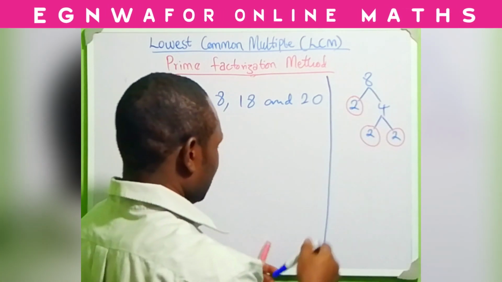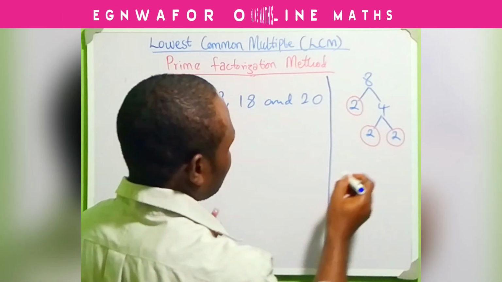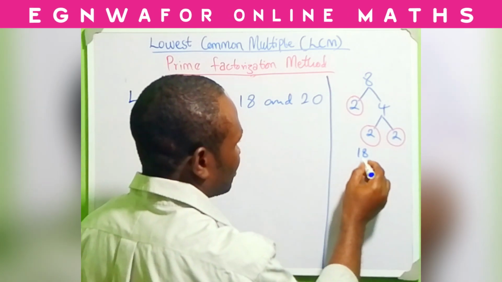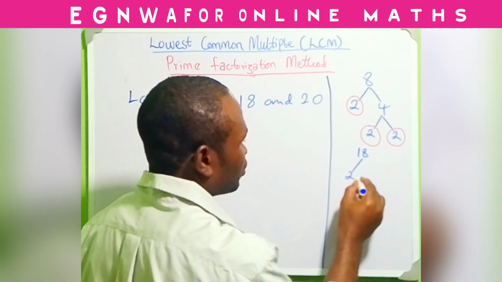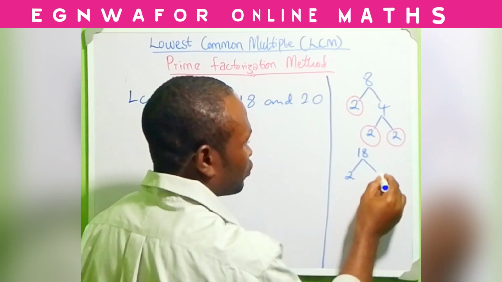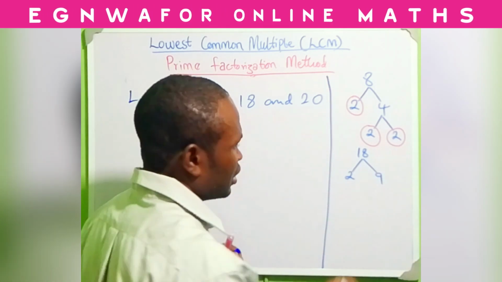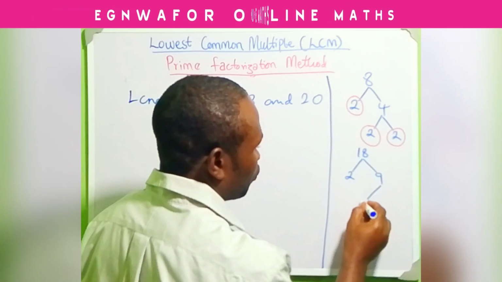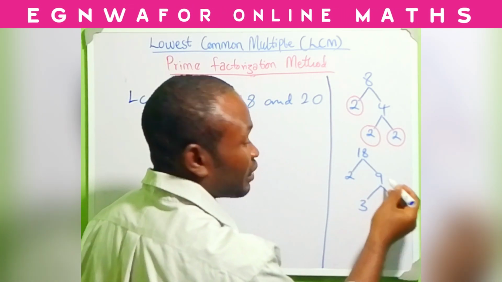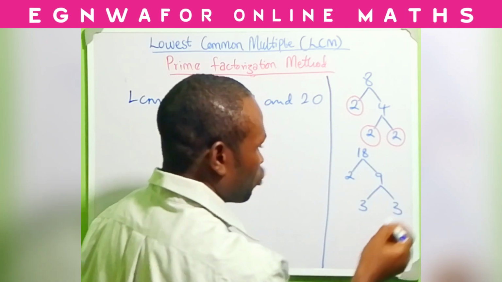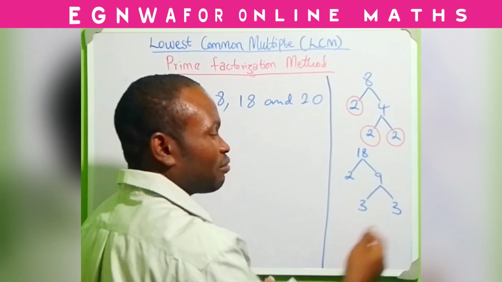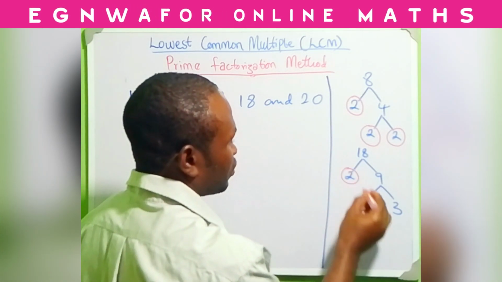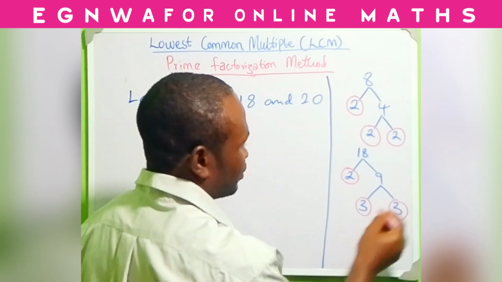So now we are finished with 8. Look, we go for 18 now. We write our 18 here. 2 will divide 18. When we divide 18 by 2, it will give us 9. Is it not so? 2 cannot divide 9, but 3 can divide 9. So we put our 3 here. 9 divided by 3 will be 3. Remember, 3 is another prime number. We stop here. We get 2, we get 3, we get 3.